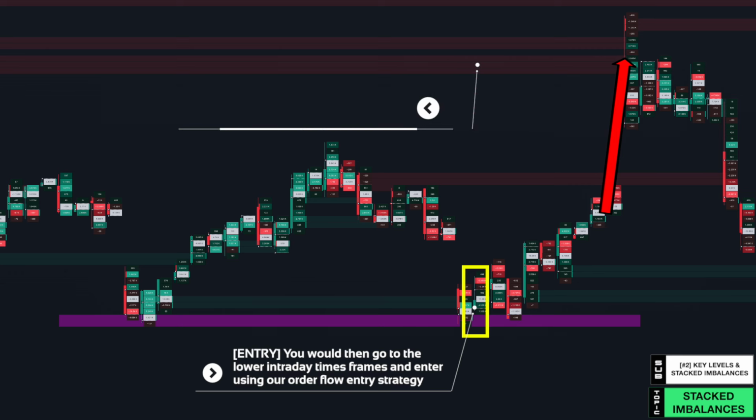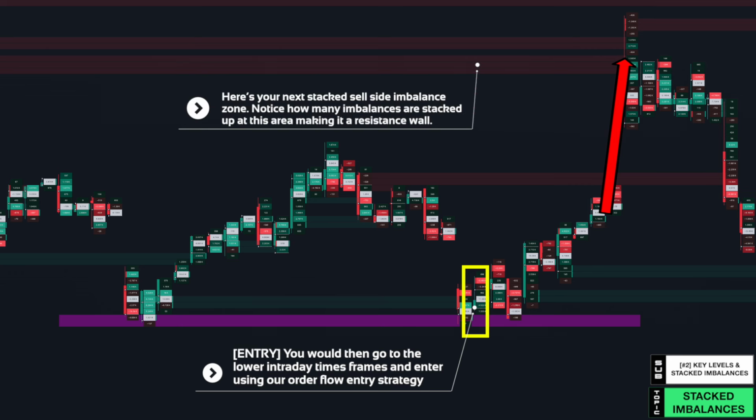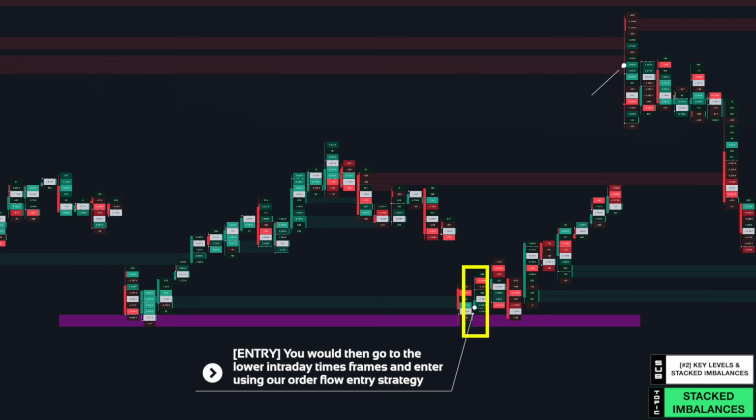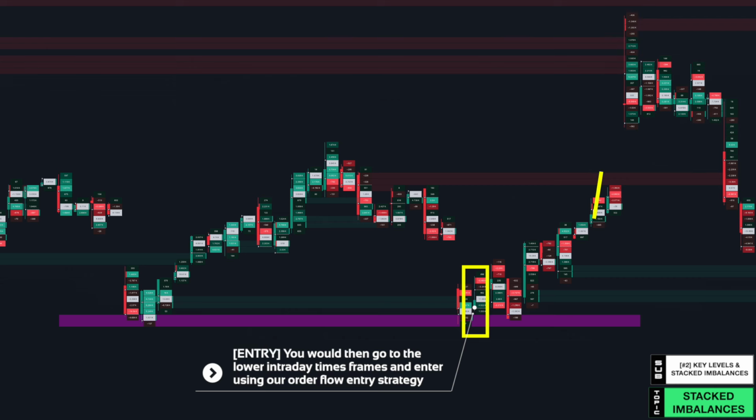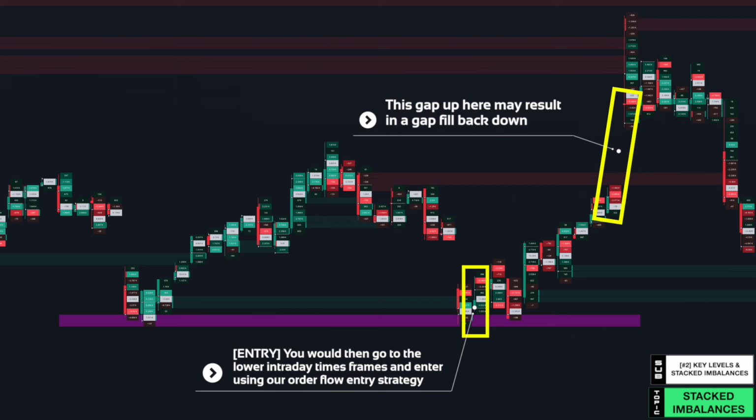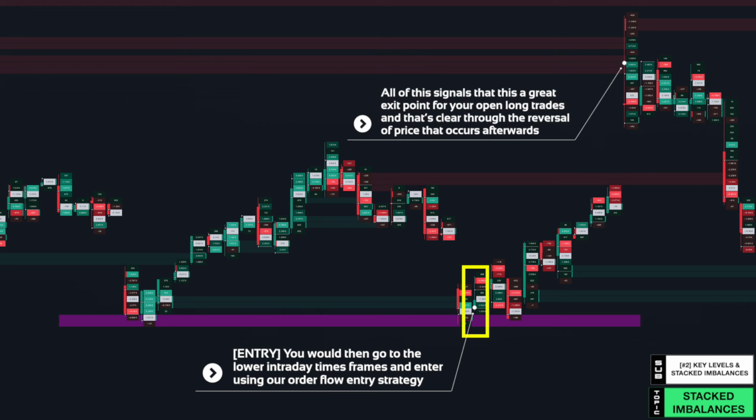And here's your next stacked sell-side imbalance zone. Notice how many imbalances are stacked up at this area, making it a resistance wall. But now, the most important part is that this massive, very long wick candle forms right at the stacked sell-side imbalance zone, which shows buyers taking profit and sellers opening new short positions, which may result in a reversal. You also have this gap up here, which may result in a gap fill back down. Regardless, all of this signals that this is a great exit point for your long trade you took earlier. And this was clear through the reversal of price that eventually occurred.